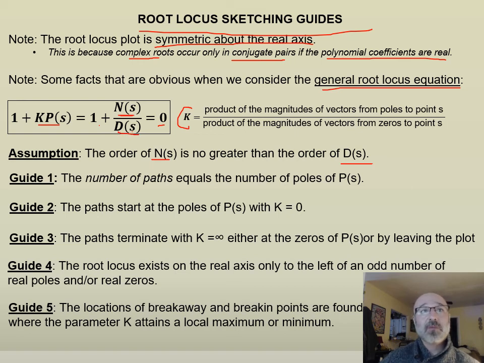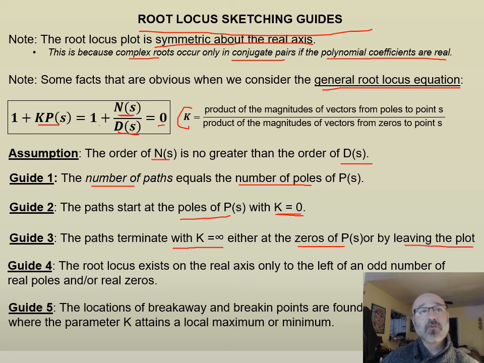Guide 1 in summary basically tells us that the number of paths is equal to the number of poles. And that the paths are going to start at the poles of P(s) with our k value equal to 0, because we're dealing with positive k values. And they're going to terminate with k equal to infinity either at the zeros of P(s) or by leaving the plot.